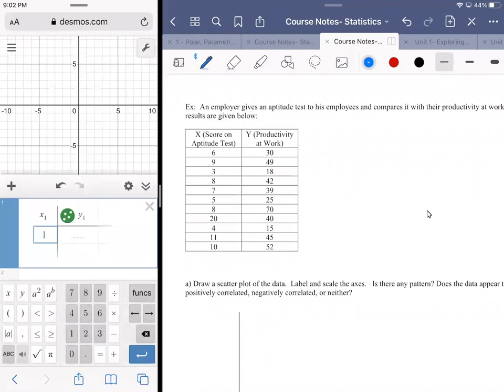X and Y, so 6, 9, 3, 8. Now you saw after I typed in, well, maybe you didn't, but after I typed in the 6 and 9, it tried putting in a 12 because it saw I was increasing by 3s. So again, you just got to be careful. Don't let Desmos do too much of the thinking for you.